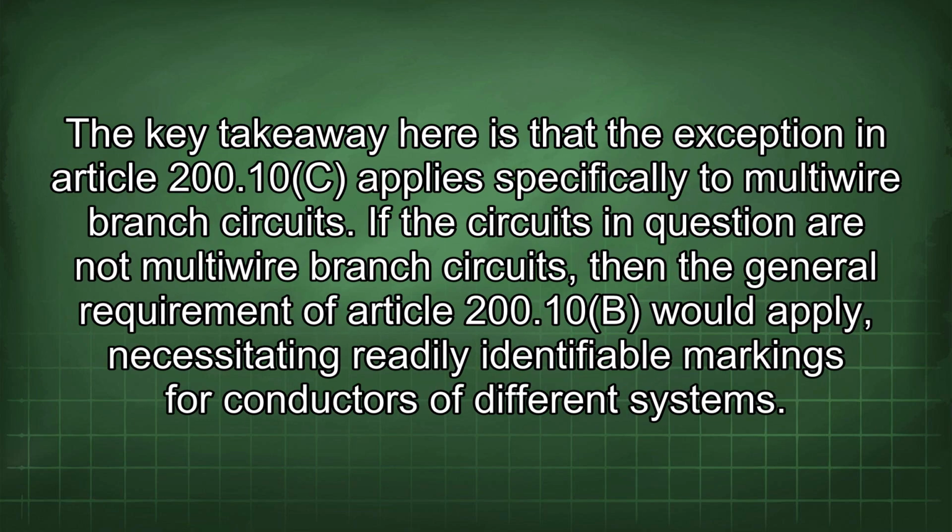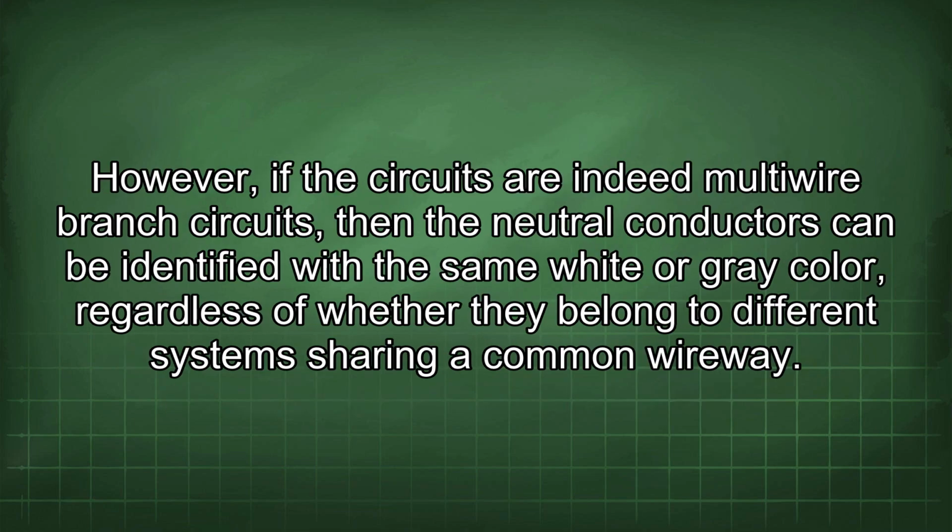The key takeaway here is that the exception in Article 200.10c applies specifically to multiwire branch circuits. If the circuits in question are not multiwire branch circuits, then the general requirement of Article 200.10b would apply, necessitating readily identifiable markings for conductors of different systems. However, if the circuits are indeed multiwire branch circuits, then the neutral conductors can be identified with the same white or grey color, regardless of whether they belong to different systems sharing a common wireway.